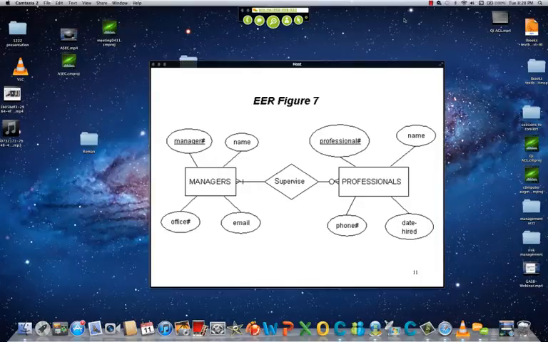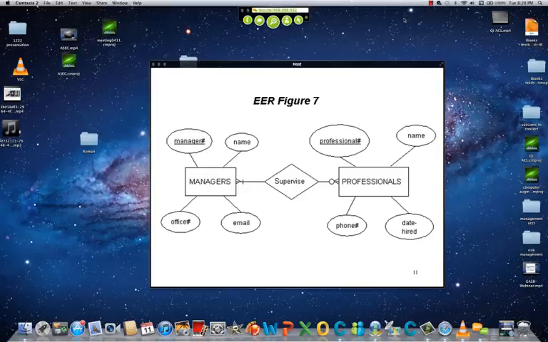So as I told you, in this EER, how it's different from ER. First of all, you have this cardinality and optionality defined for each relationship, like here. Plus, you have attributes defined, right? So for manager, you have here 4 attributes: manager number, name, office number, and email. The reason why this manager number is underlined, it denotes a primary key, okay?